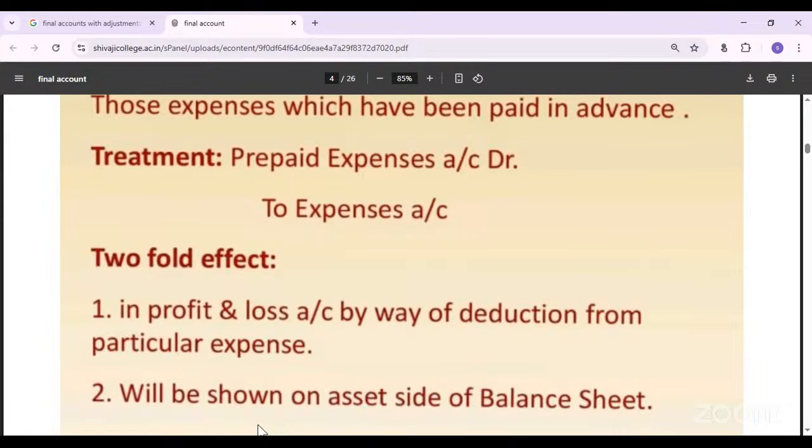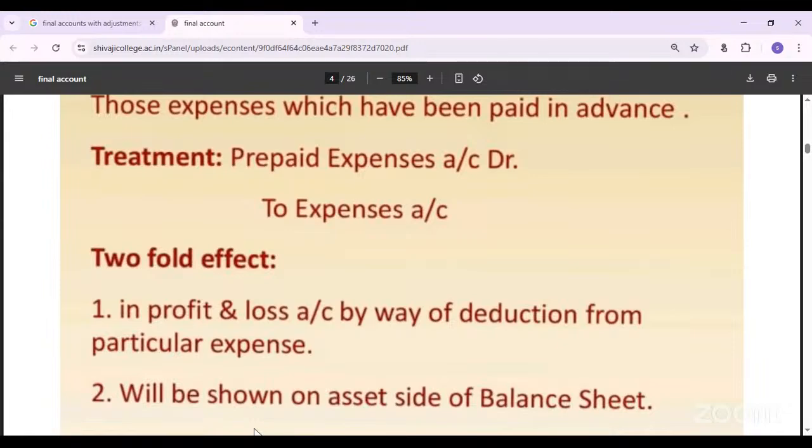Say for example, prepaid rent is 1,000 and the rent is 10,000. In the P&L account, we have to write to rent account 10,000 minus prepaid rent 1,000. So total will be 10,000 minus 1,000, which is 9,000. This is how you have to enter for the prepaid expenses.